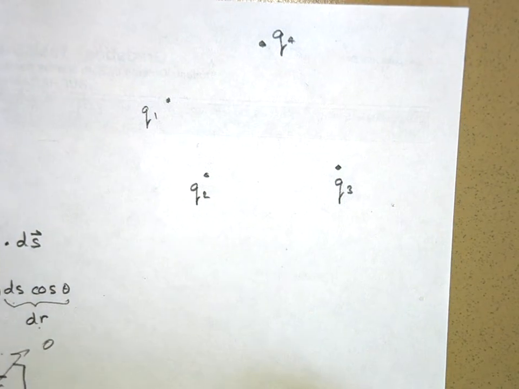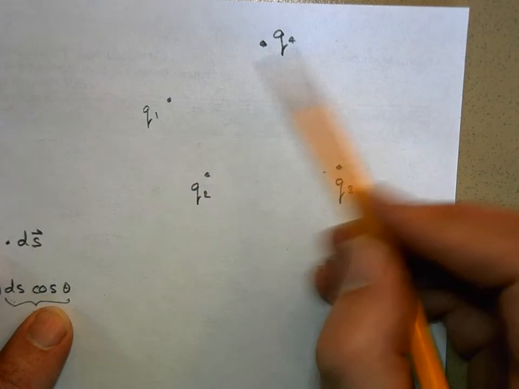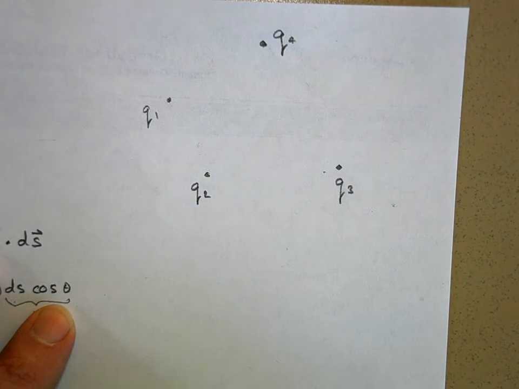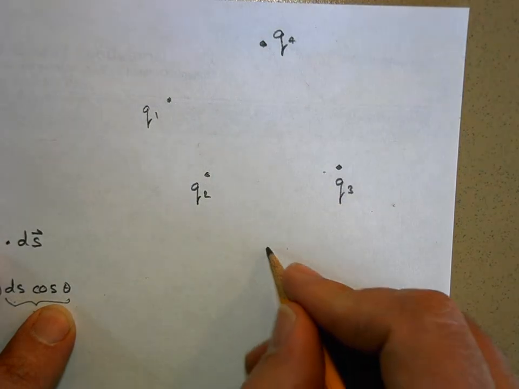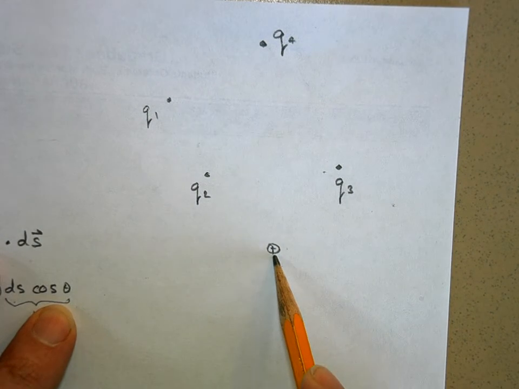Well, let's say I've got a point, and these are 4 point charges out in space, and I want to know what's the voltage right here. What's the voltage? Here's my little test charge. What's the voltage right here?